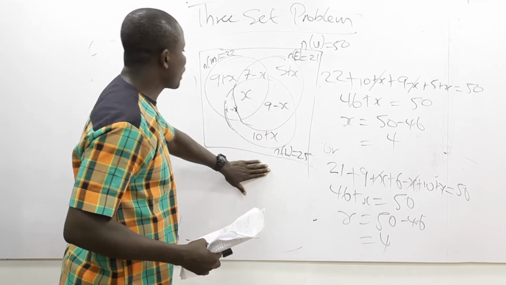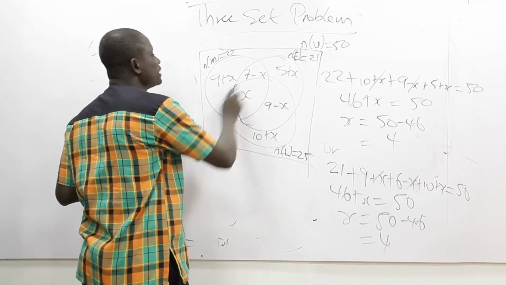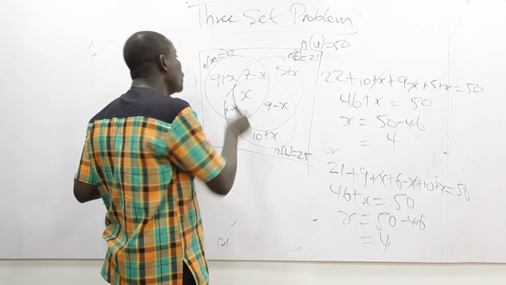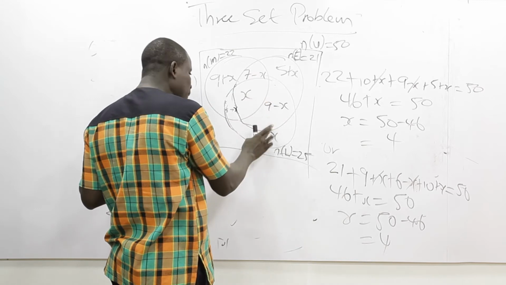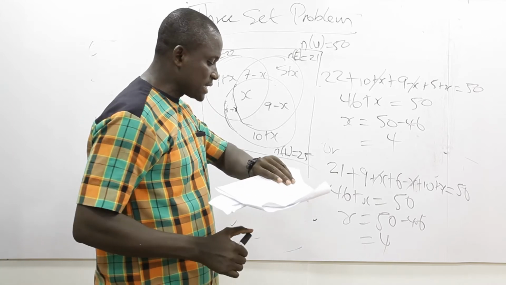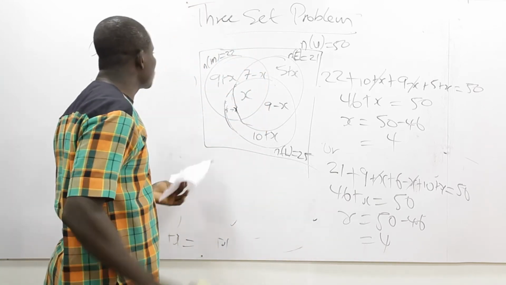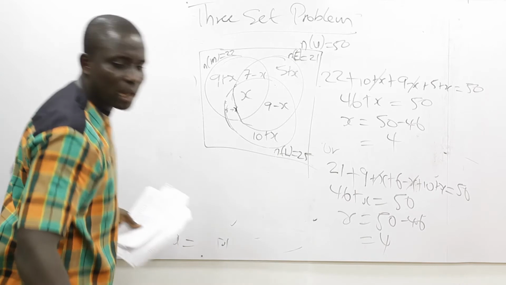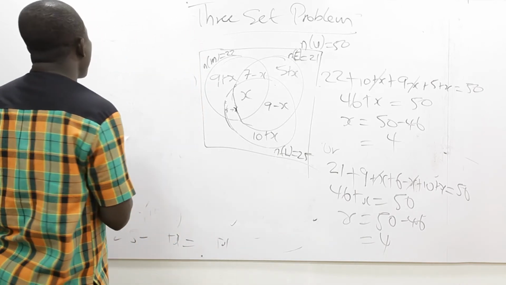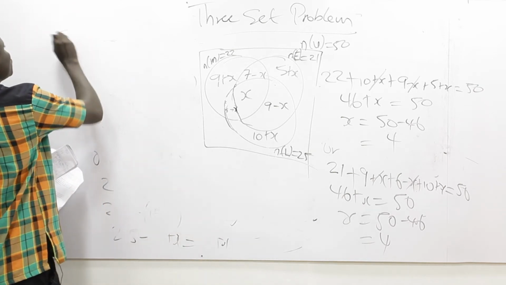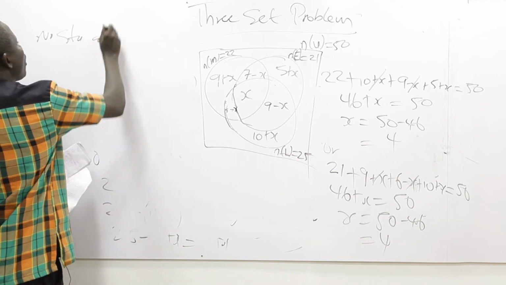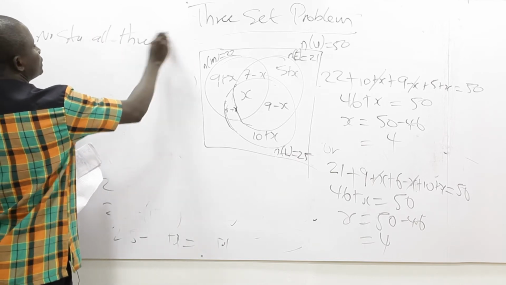Another person can also use the large circle, the 25. In that case, it's going to be 25 plus the rest of the elements which are not in this particular 25 circle, you add and you get the same. So right now it has been established that x is equal to 4. Now that we've gotten our x to be 4, what is the question asking us to do? It says all three students, or number studying all three subjects.